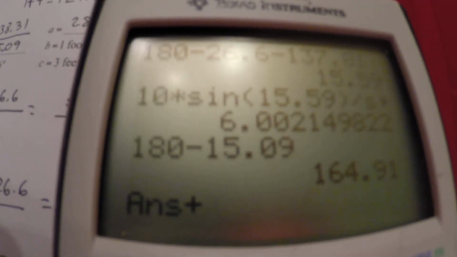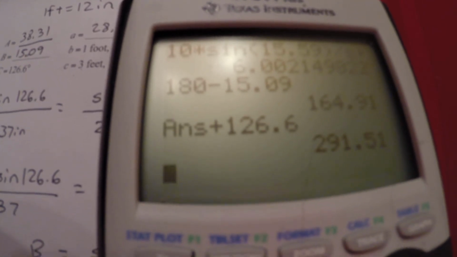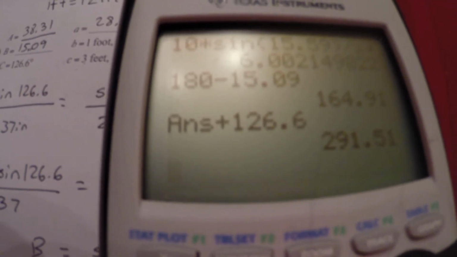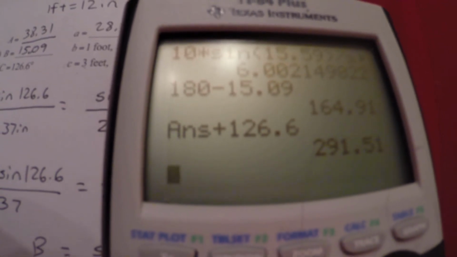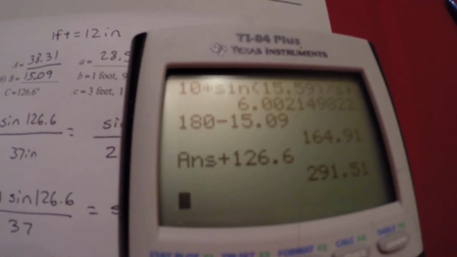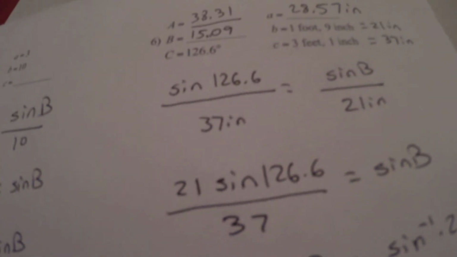Well, clearly 164.91 plus 126.6 is going to be greater than 180. 100 plus 100 is already 200, so we know we're well above 180. So you can try the other ones and realize that you have one triangle in all of them, of course, except number 5, which is 0 triangles, and you can get your answers.